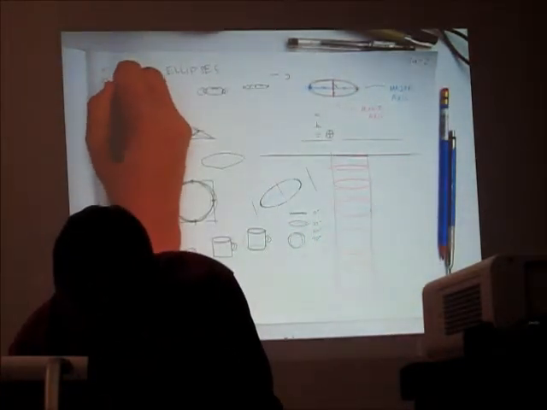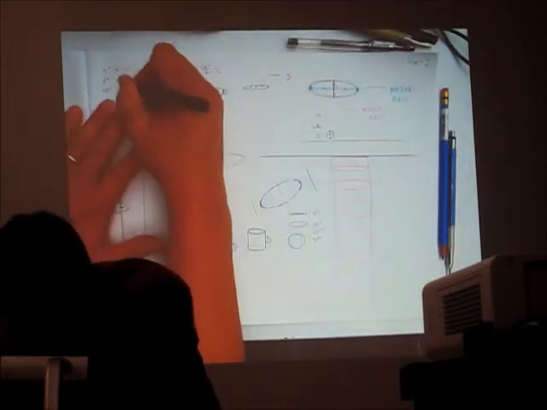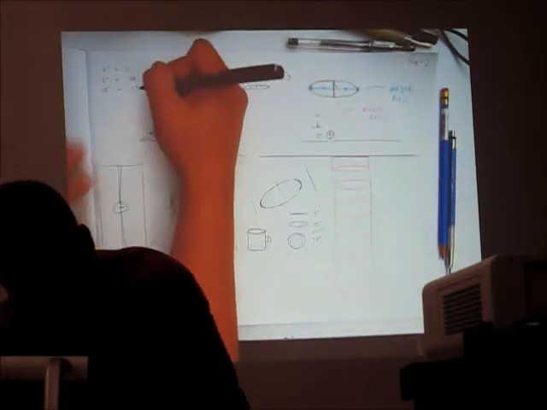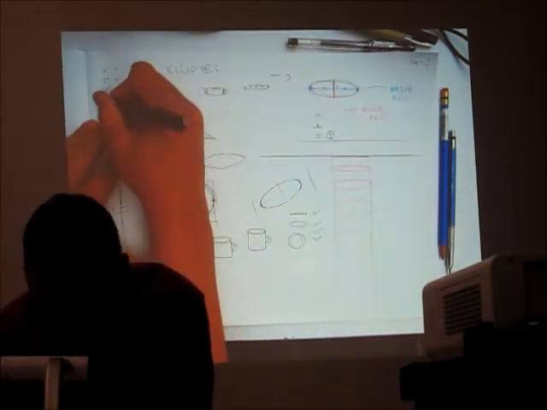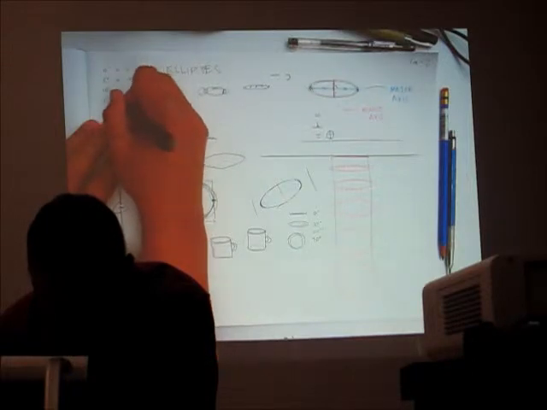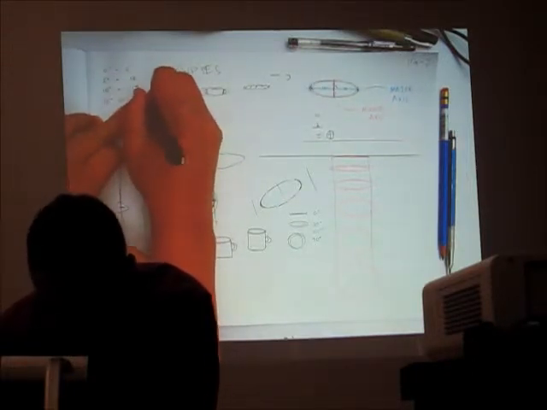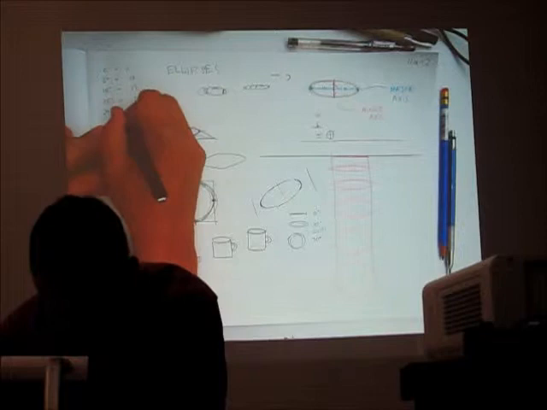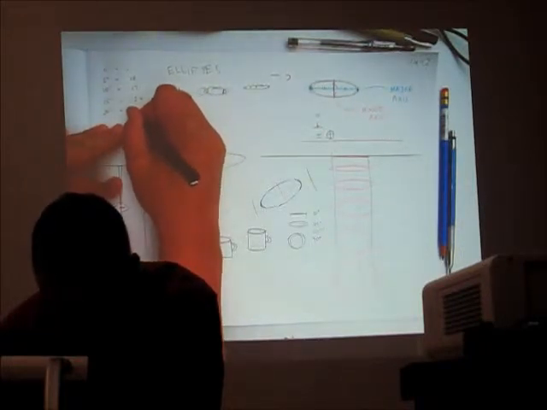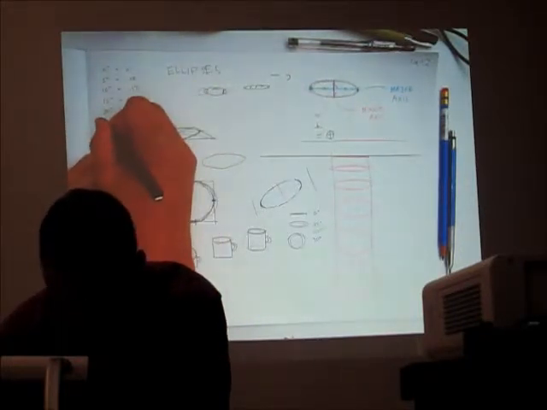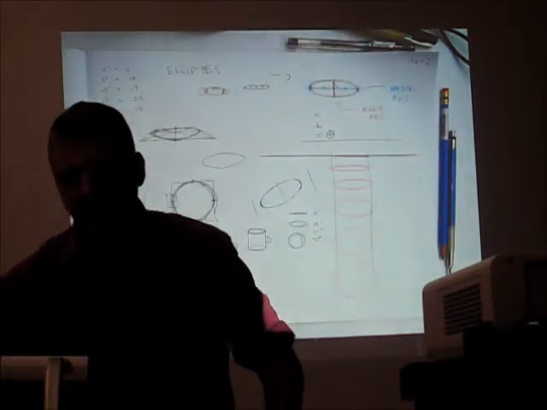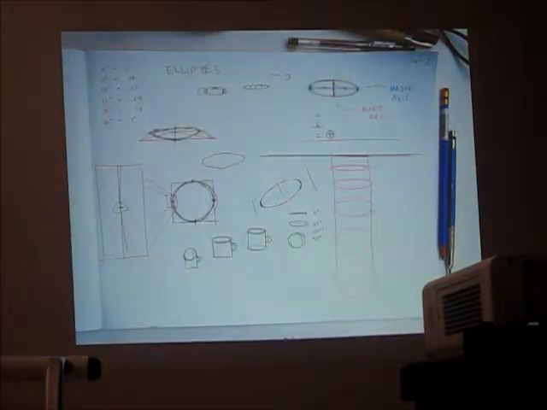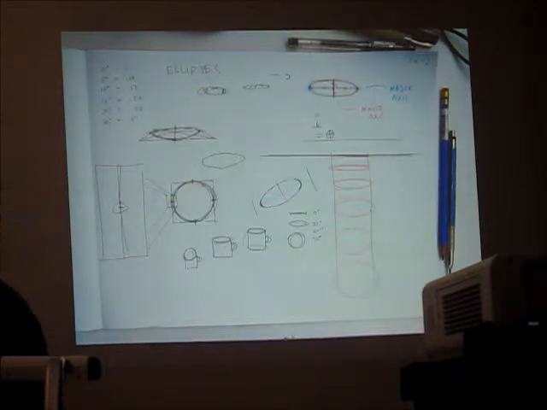A 10 degree ellipse is, I think, 0.17, so 17% as tall as it is wide. The 15 degree is, I think, 0.24. The 20 degree, I think, is 0.34. The 30 degree is 0.5. Now, why am I doing this? Because I want to show you a really simple thing that you should memorize.